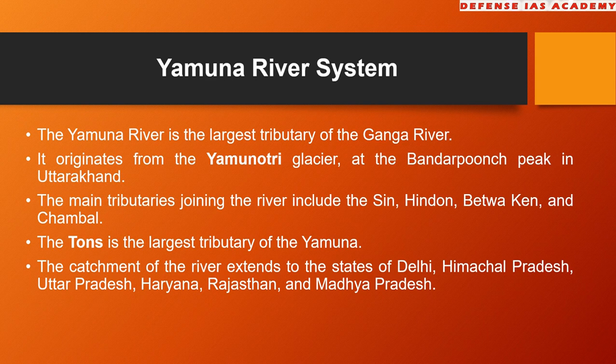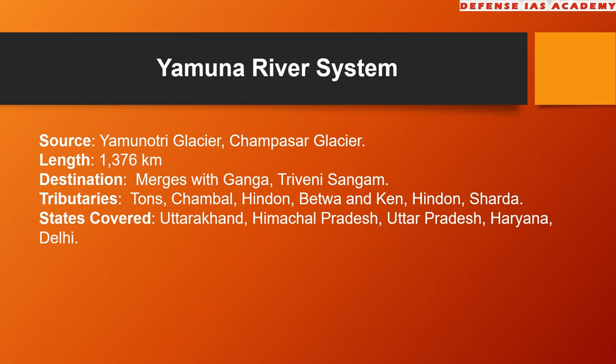Next is the Yamuna river system. The Yamuna river system is the largest tributary of the Ganga river. It originates from the Yamunotri glacier at the Bandar Poonch peak in Uttarakhand. The main tributaries joining the river include the Sindh, the Hindon, the Betwa, Ken, and Chambal. The Tons is the largest tributary of Yamuna. The catchment of the river extends to the states of Delhi, Himachal Pradesh, Uttar Pradesh, Haryana, Rajasthan, and Madhya Pradesh.